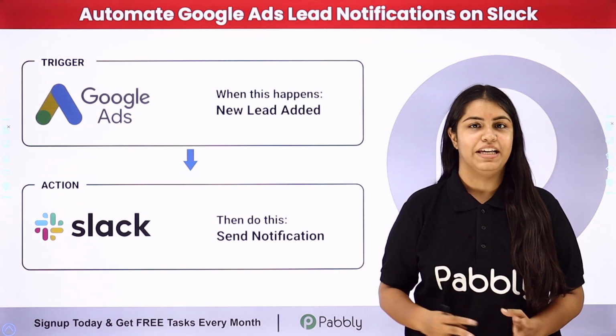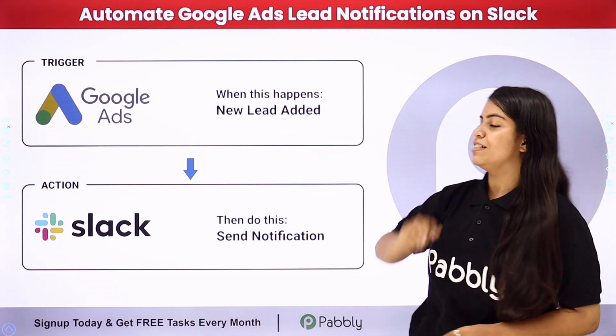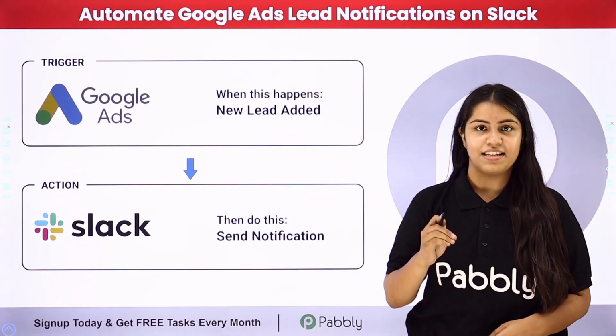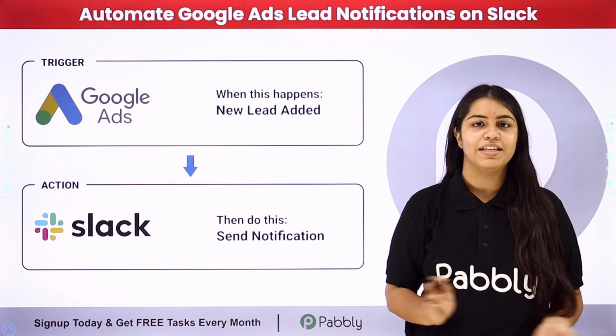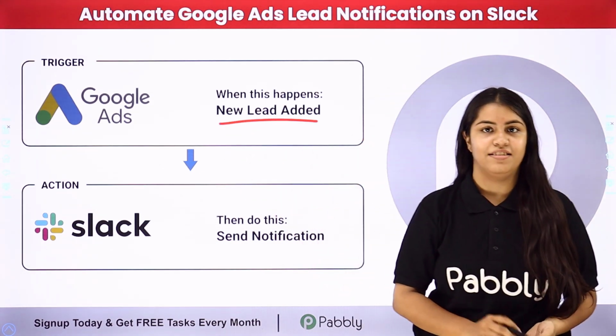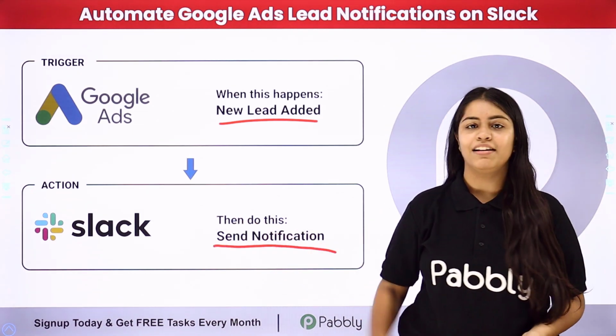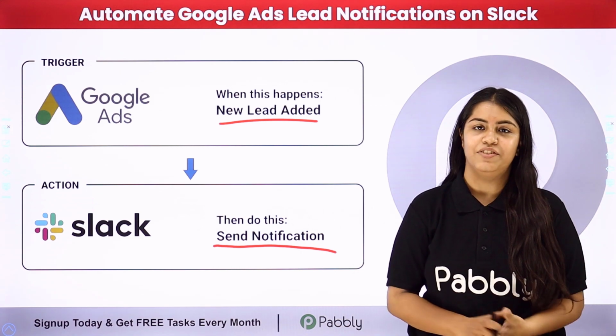The title of our today's video is How to Automate Google Ads Lead Notifications on Slack. So I'm running a business and I'm using Google Ads to promote my business, and I wish that as soon as a new lead is added in my Google Ads account, automatically a notification should be sent to my team on Slack to notify them that we have received a new lead.